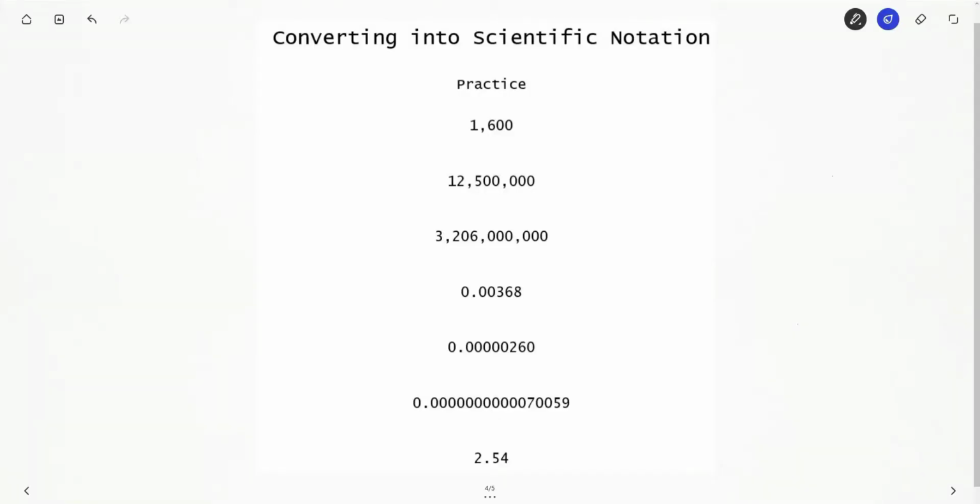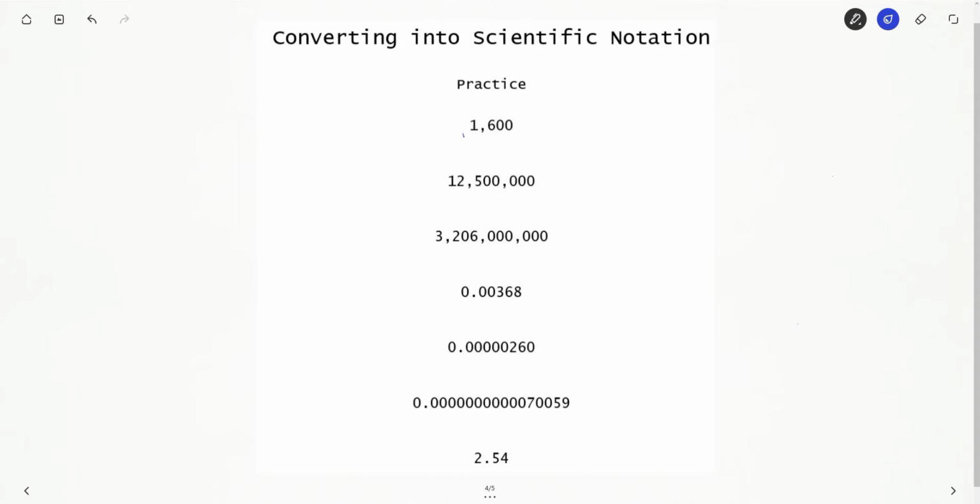Hi everyone, welcome back. So today we're going to be converting numbers from standard notation into scientific notation. So let's get to it. All right, so you see I have different numbers here that we're going to convert into scientific notation. We're going to start with converting large numbers into scientific notation and then move into converting small numbers, and I've put a bit of a trick at the end.